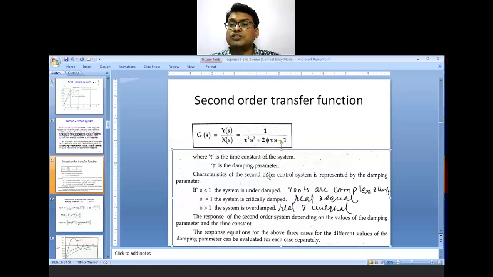Now the characteristics of this second order control system is represented by the damping parameter, and the response of this second order system depends on the value of the damping parameter and the time constant tau, and that is why you will get the different values or the complex analysis associated with the second order system.